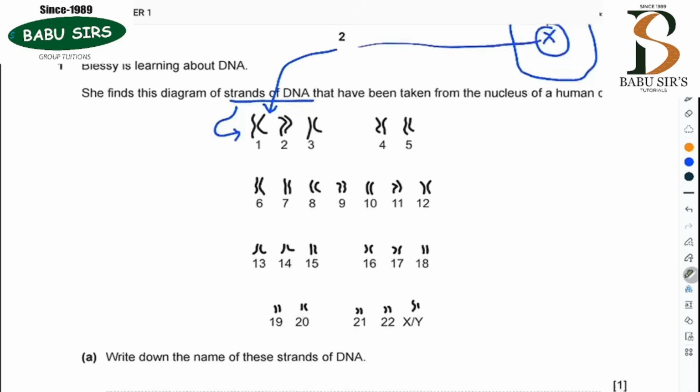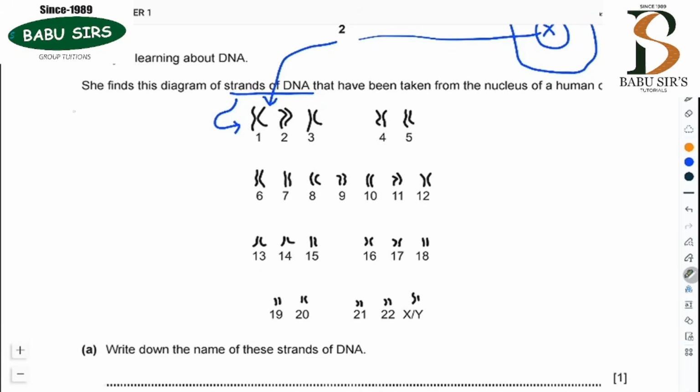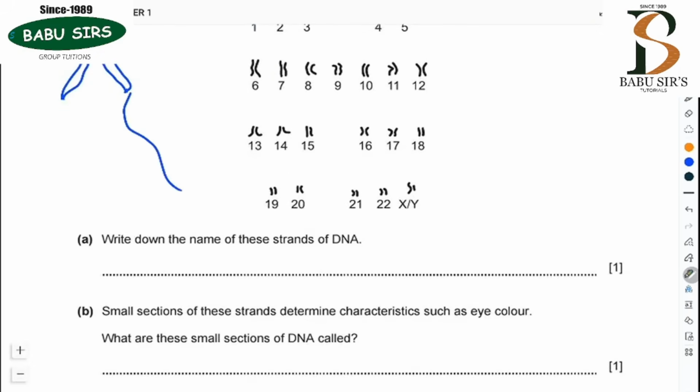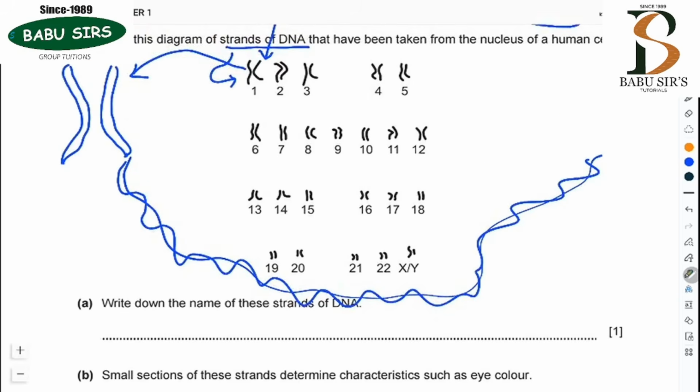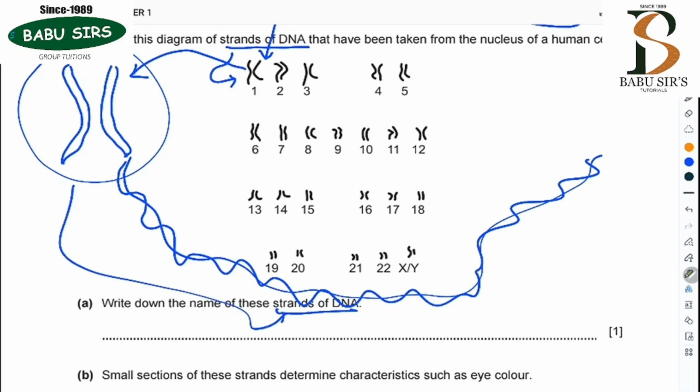Now, why is it called strands of DNA? I'll just draw one of the strands of DNA here. So, this strand I am drawing here. If I pull this strand, you will find it is extending in the form of DNA. So, this entire thing is strands of DNA, and these strands of DNA are called a chromosome.